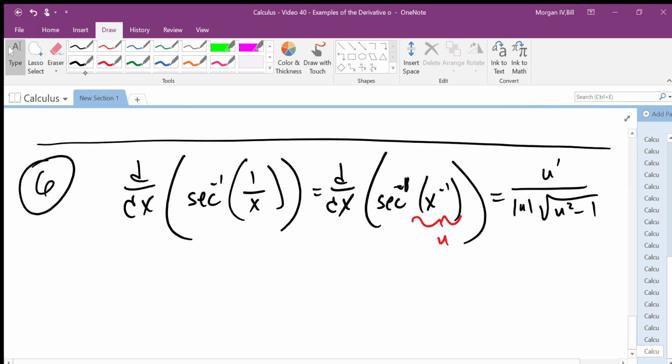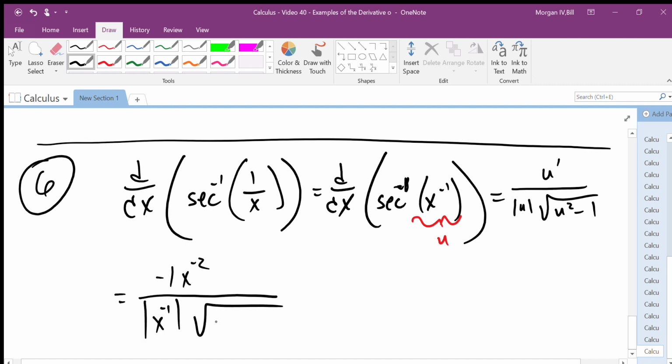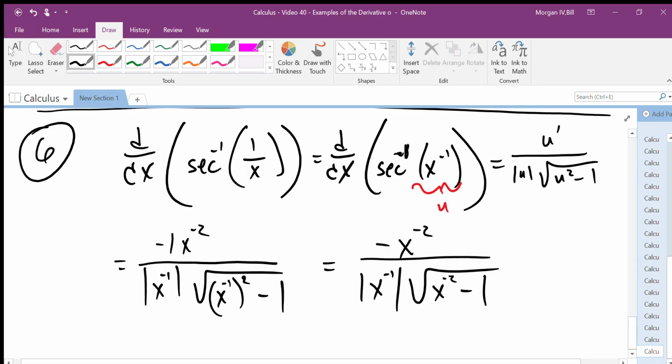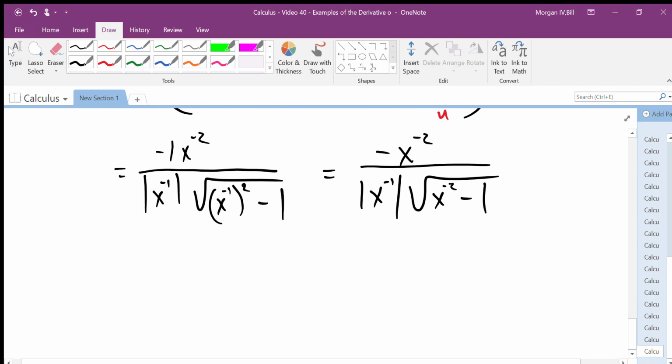So the derivative of x to the negative 1 is negative 1 x to the negative 2, that's the u prime, divided by u, so just x to the negative 1, but in absolute value, square root u squared, x to the negative 1 squared minus 1. Let's see, so we get negative x to the negative 2 over the absolute value of x to the negative 1 times the square root of x to the negative 2 minus 1. Which I guess is a fine answer. Let's see if this simplifies at all.